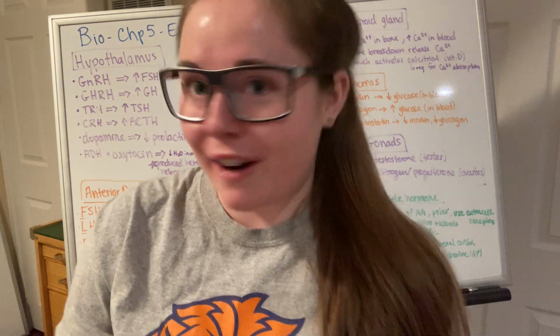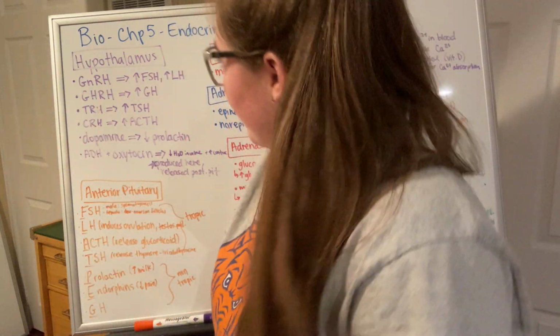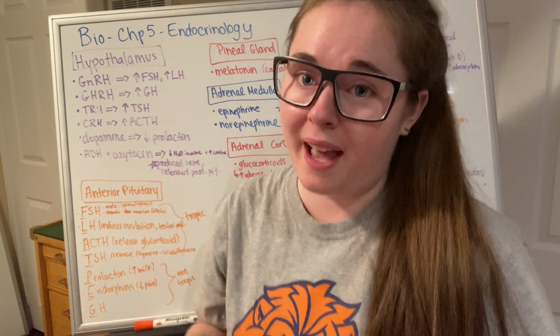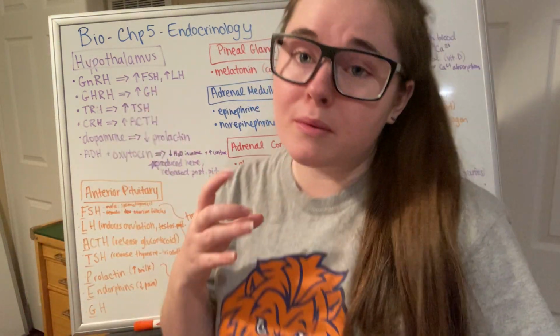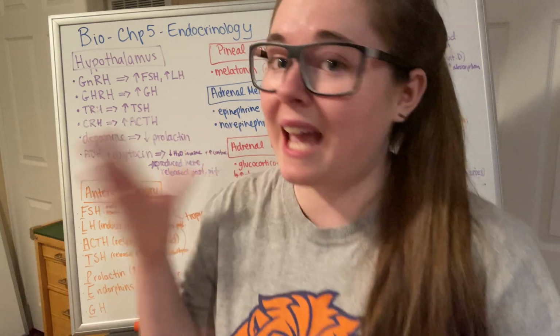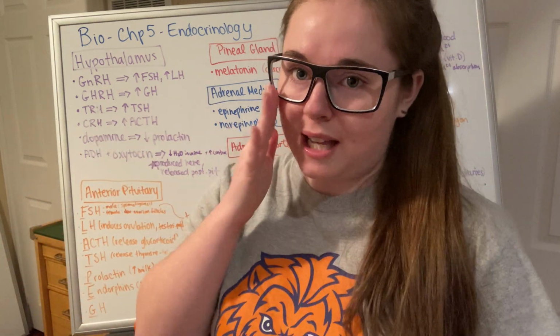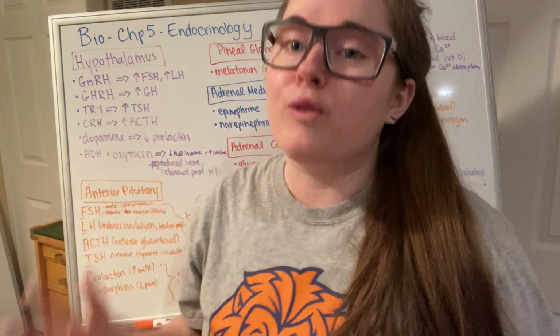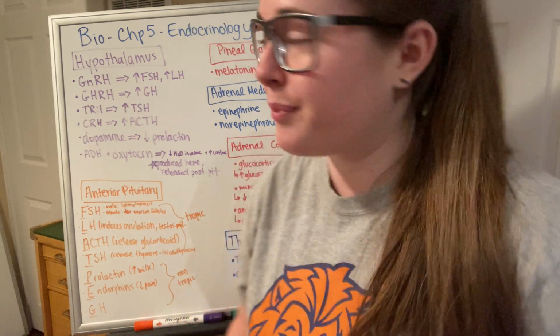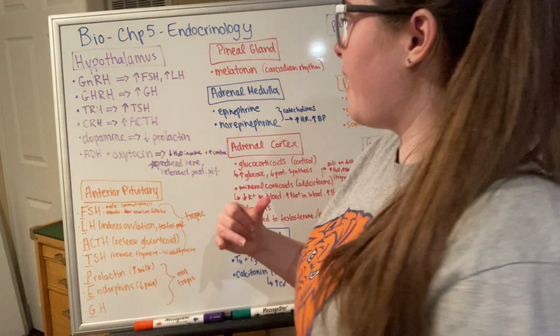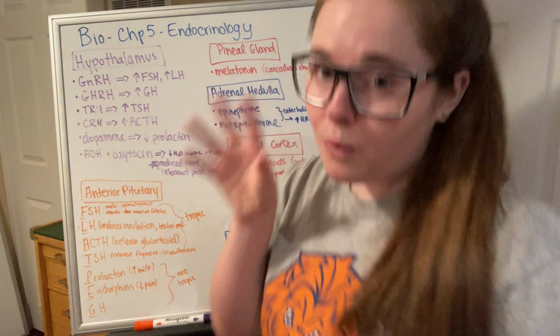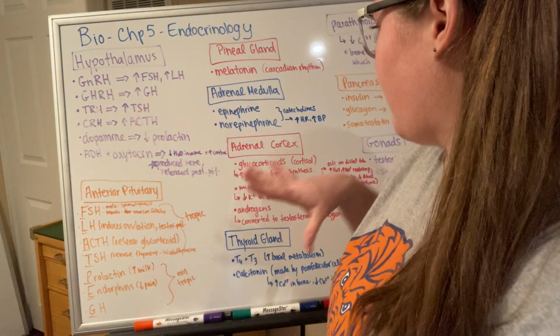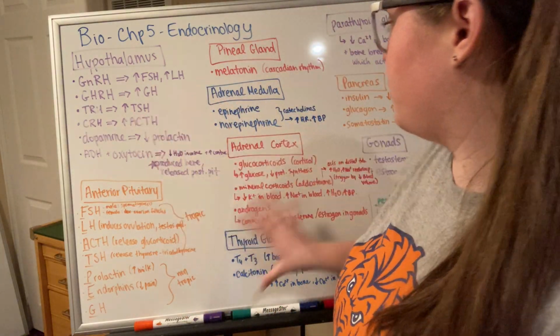All right, let's get right into it. So a lot of this chapter is memorization, okay? About what hormones are produced where and what they act on and what they do. Okay, so that's basically the overview of this chapter right here. So we have some endocrine organs, okay, and that is kind of the overview here.